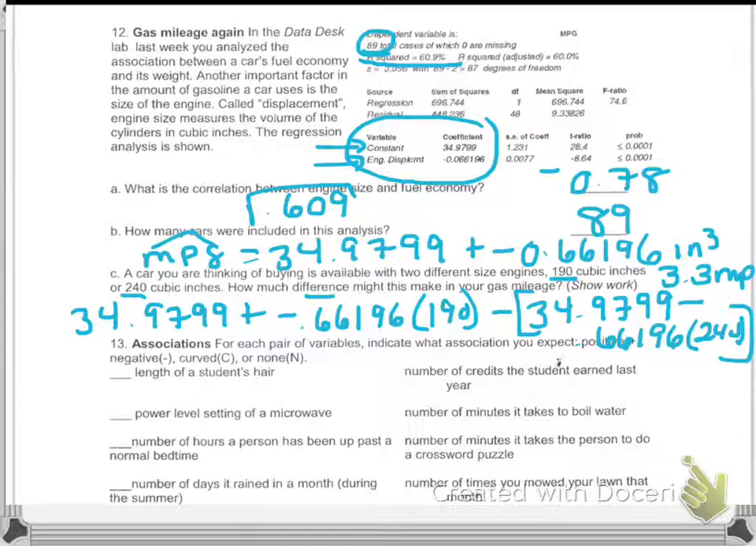Okay, let's go to 13. People always have trouble with this. So what we want to know is the association between the two variables. If it's linear, I want to know if it's positive or negative slope. If it's curved, write C, and if there isn't anything, write N. Okay, the length of a person's hair, and then the number of credits that a student earned last year. Hopefully you know that has nothing in common. So that's N.